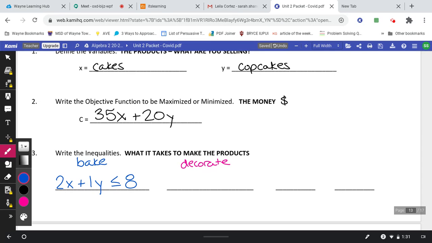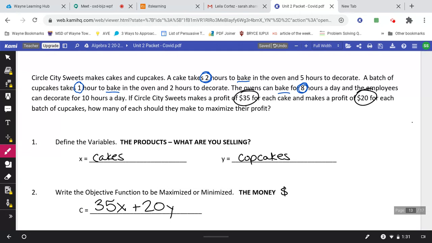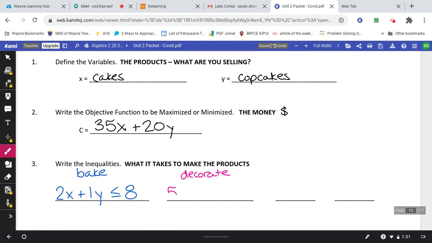See if you can do the same thing for the decorating number. See if you can find the three numbers that have to do with decorating and write your equation. So I found the numbers 5, 2, and 10, and I'll write my equation just like that. Now, the 2 at the end are always going to be x is greater than or equal to 0 and y is greater than or equal to 0 because we cannot make negative cakes or cupcakes.